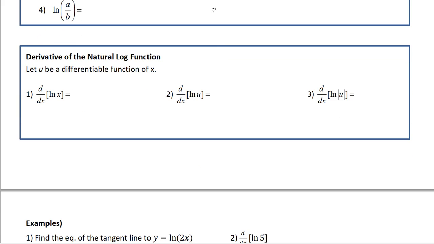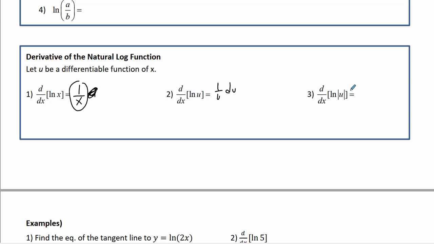Okay. So the derivative of the natural log function: if we let u be a differentiable function of x, then the derivative of ln of x with respect to x is just 1 over x. Really it's 1 over x times the derivative of x, but that derivative is just 1, so it doesn't matter. The derivative of ln of u is 1 over u times the derivative of u, which is basically the chain rule, but because the derivative of x is 1, that goes away.